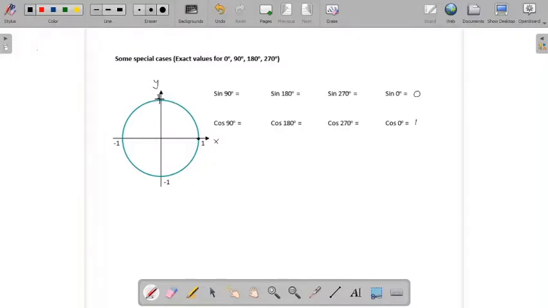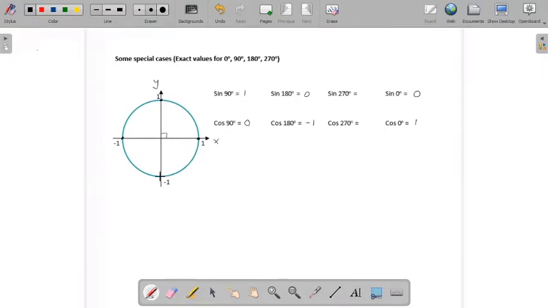If we work our way around to 90 degrees, our y-coordinate is now 1, and our x-coordinate is 0. So sine of 90 is 1, cos of 90 is 0. If we work our way around to 180 degrees, then our y-coordinate is again 0, and our x-coordinate this time is -1. So sine of 180 is 0, cos of 180 is -1.